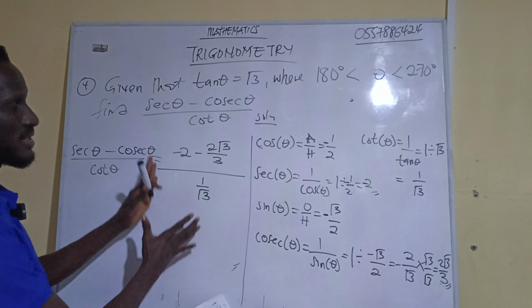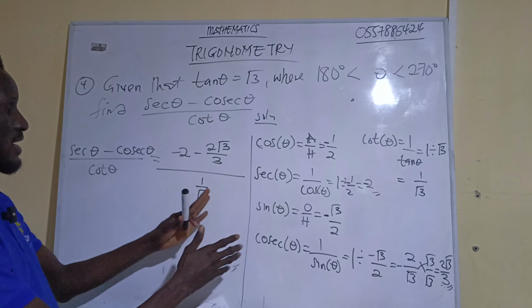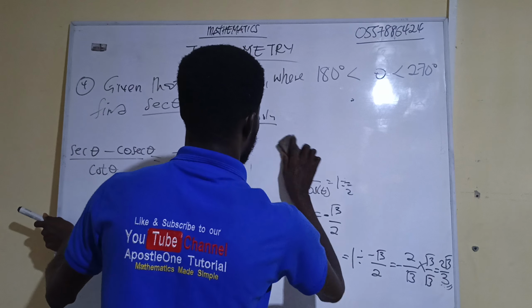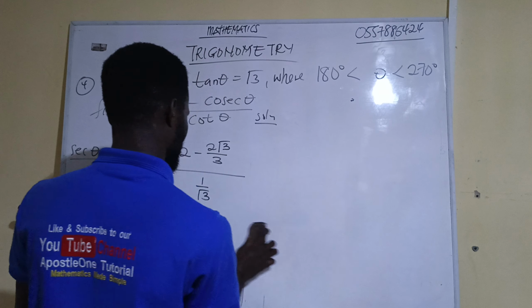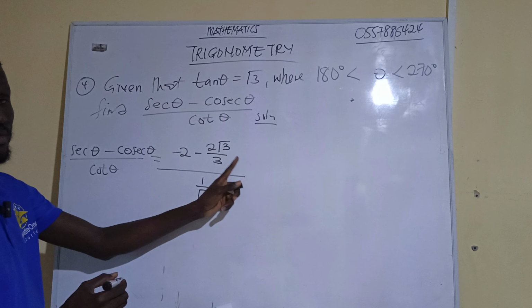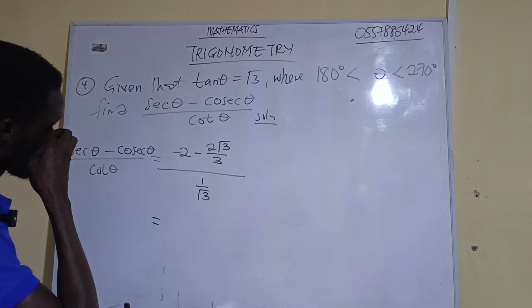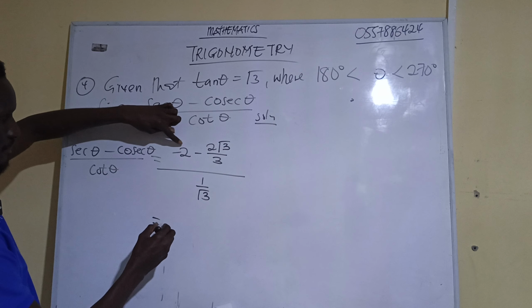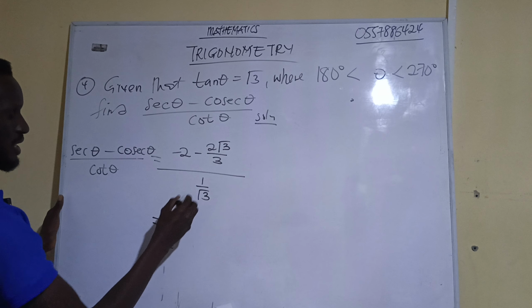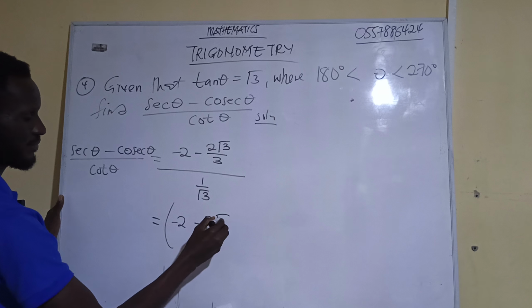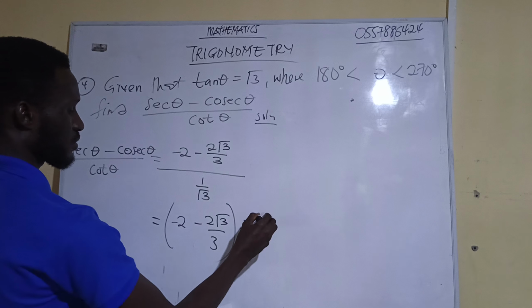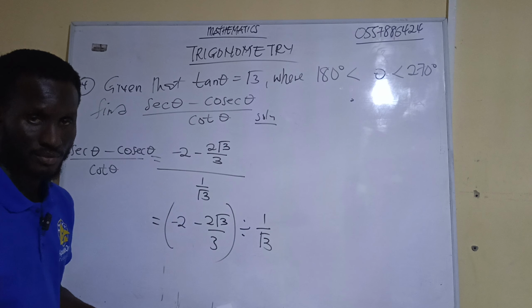Now at this point, this one is now simplification. So let me clean this one, then we try to simplify this one. Now, let me find the LCM of these two. It depends on how you want to solve. But let me find the LCM of this one. Now, we're going to have minus 2 root 3 divided by 3. Now, don't forget the whole of this one is also divided by what? 1 out of root 3. You understand?